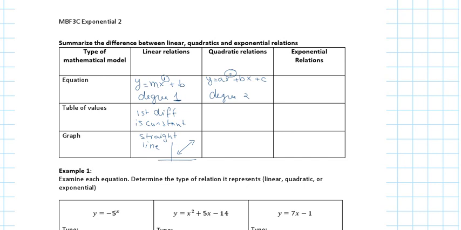And then what would be the shape of the graph? A parabola. It's going to look like this or this, right? It doesn't matter, either opening upward or opening downward.